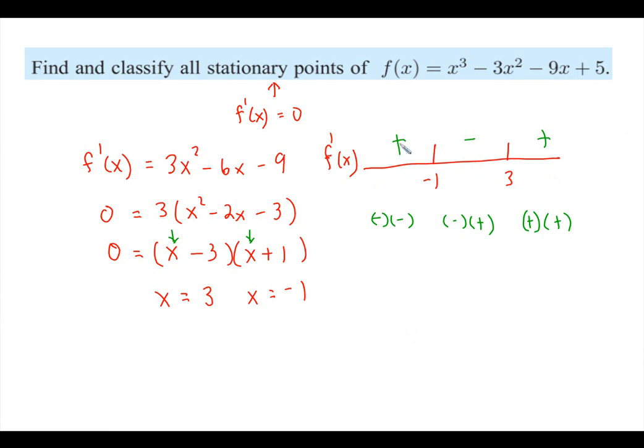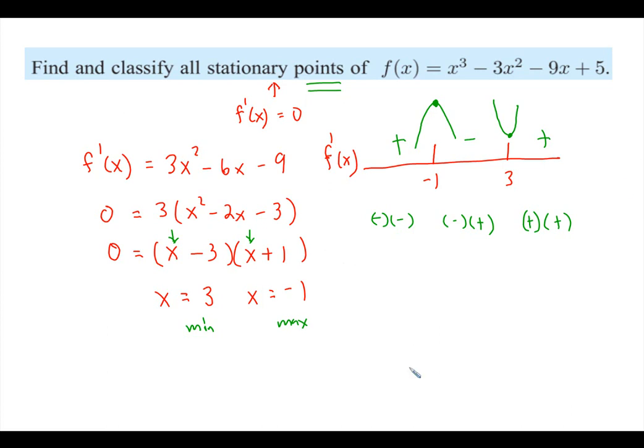Now that we have our sign diagram, we can determine if these are local maximums or minimums. If the graph is going from positive to negative, that means this is the highest point, so when x is equal to negative 1, there's a maximum. Over here it's going from negative to positive, so when x is 3, there's a minimum there. Now, you need to give your answers in coordinate form, because anytime IB asks for points, they want x and y coordinates. So you have to give both coordinates.